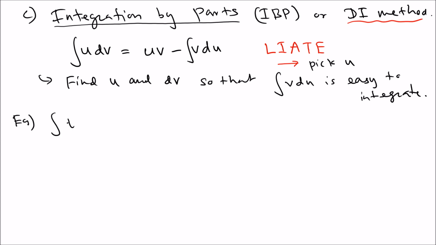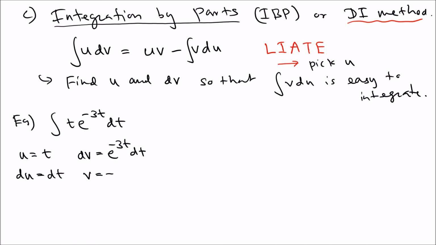So let's say we have the integral of t e^(-3t) dt. You can see that there is an algebraic function and an exponential function. That means in this case it's very clear: u equals t, and dv is the rest of the integral, e^(-3t) dt. Then we take the derivative of the first one, so du equals the derivative of t, which is 1, so dt. We integrate the exponential function, which means we're going to divide by the constant.